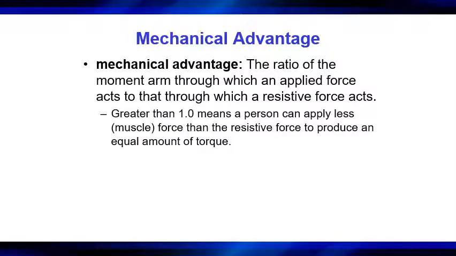If the mechanical advantage is greater than 1, so you're basically just measuring the perpendicular distance, if the ratio ends up being greater than 1, that means a person can apply less force than the resistive force to produce an equal amount of torque. Essentially what that means is that if it is greater than 1, you don't have to apply as much force to move whatever it is or create whatever type of movement you're doing.